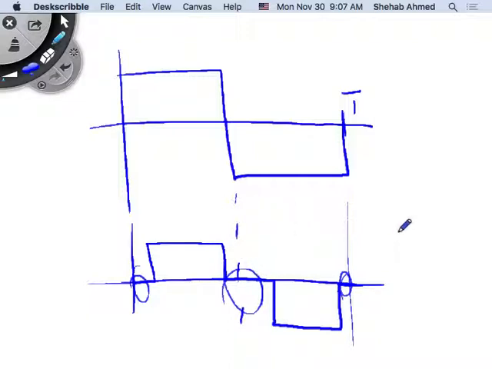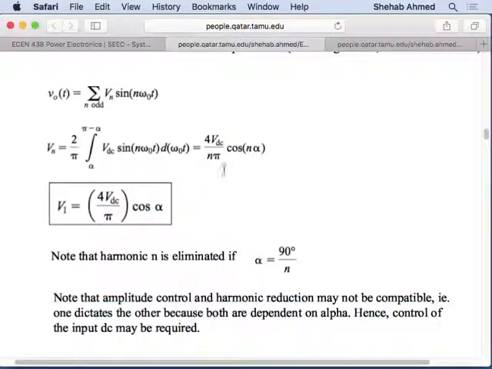I was able to eliminate one harmonic, and I can choose which harmonic it is. I can choose alpha to be whatever I want. I can eliminate the fifth, I can eliminate the ninth, I can eliminate whatever I want. But typically, you want to eliminate the lowest order one, so you eliminate the third.